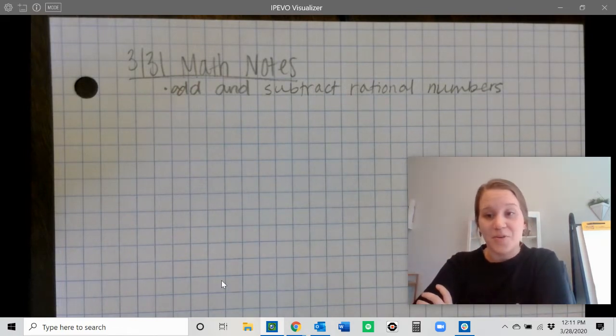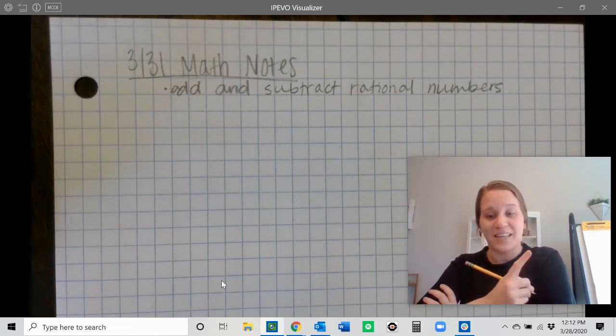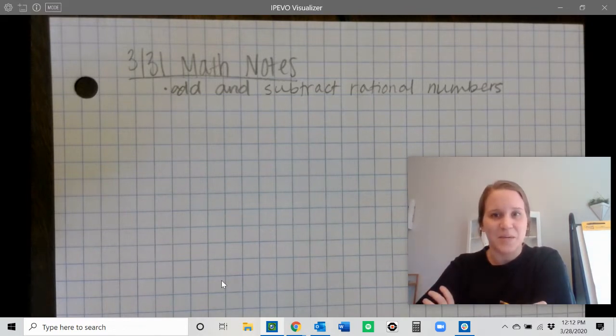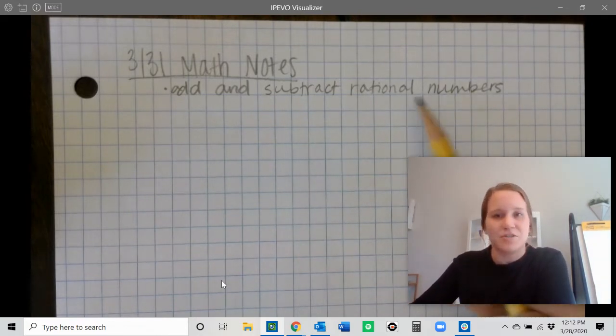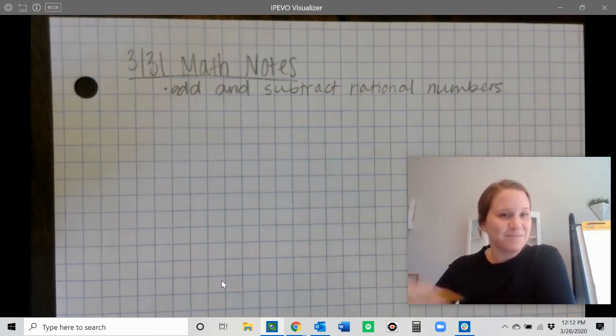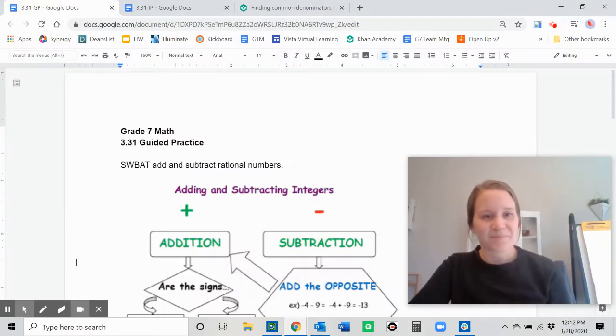There are some numbers you know about that are not rational, and we won't be adding and subtracting those today. Numbers that are not rational are also called irrational. You know of one really exciting irrational number, which is pi. That's a decimal number that does not terminate and does not repeat. Today, we're just working with rational numbers, so positive and negative fractions, decimals, and integers. All right, a couple of things to review before we get started.